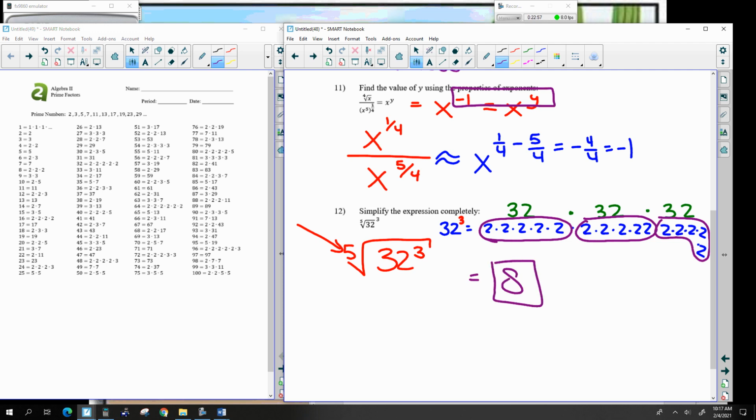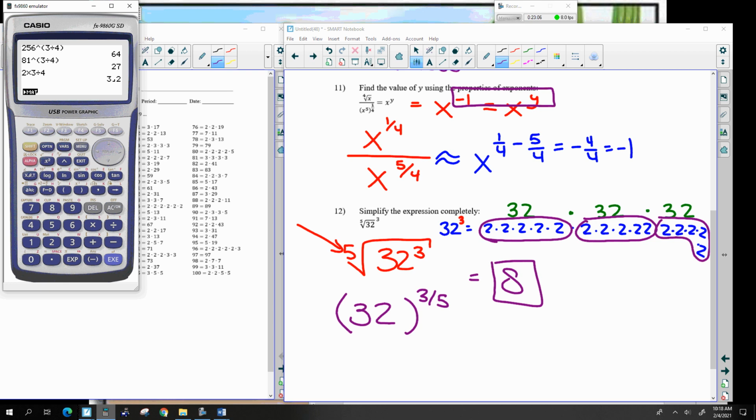All right, I think you could understand this if you understand fractions a little bit. This is to the 3/5, and I believe a calculator will tell you the exact same thing. 32 to the 3/5 is 8. If it comes out to be decimals, then you have to get a little bit more tricky about it. But I don't think it will.